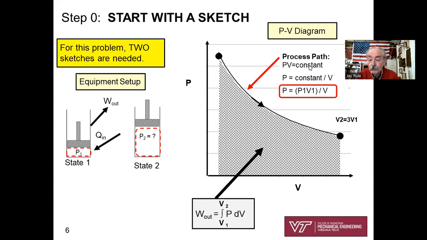Okay. PV equals constant, so let's reword that. P is equal to constant over V. Just divide both sides by V. And then remember that P is kind of like Y, and V is kind of like X. It's exactly like that, all right?